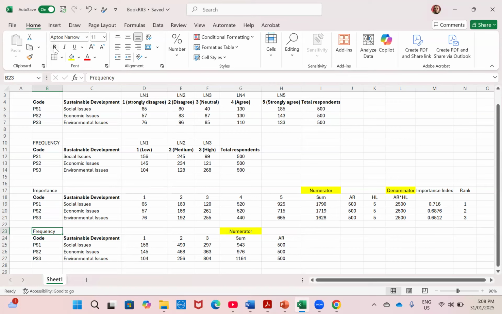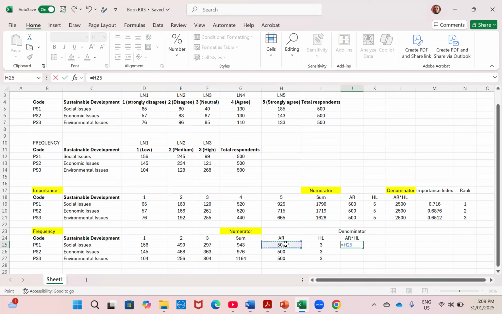Just to distinguish the two. Okay, so how many do we have here? The highest points will be 3, 3, 3, 3. Now to get our denominator, we have to multiply the AR by the HL. It's going to be 500 times 3. We'll drag it down to give us 1,500.